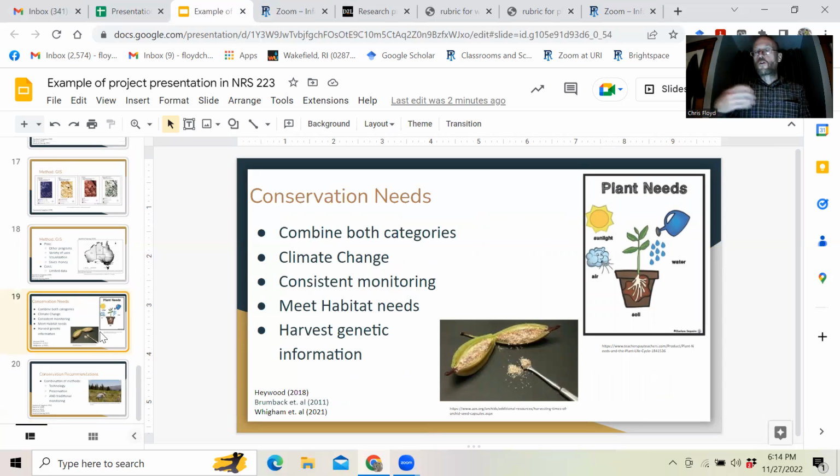And then, future conservation needs. So this is going to come out of your assessment from looking at the literature, and presumably in some of those papers, the authors have pointed out that here's what's needed. Here's the research that needs to be done. Here are the conservation strategies that need to be attempted.